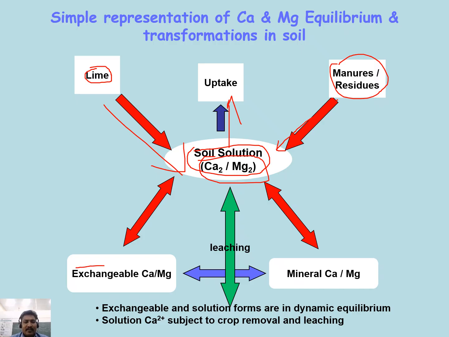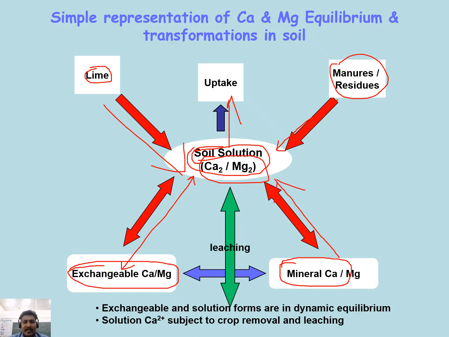Here you can see some other forms. This is exchangeable calcium and magnesium. They are adsorbed by the soil particles, and at any time they can move to the soil solution. They have rapid equilibrium between them. At the same time, the minerals also have some calcium, which is also in equilibrium with the soil solution, but this equilibrium is very slow.